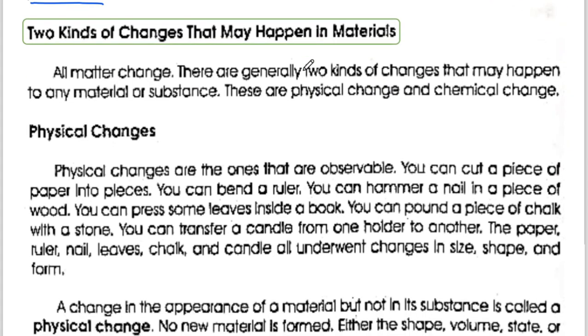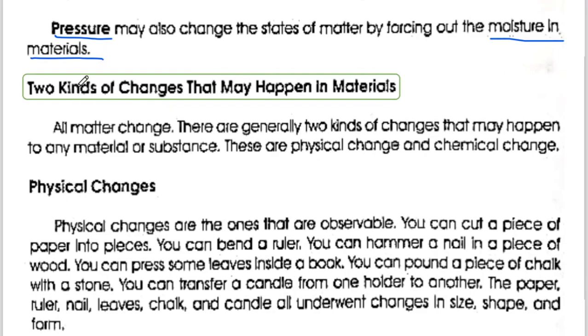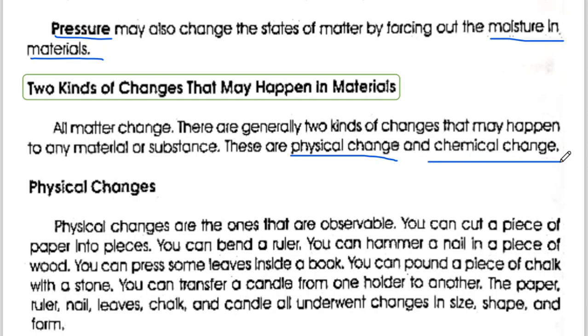Now, in this video, we will consider the two kinds of changes that may happen in materials. Since all matter change, there are generally two kinds of changes that may happen to any material or substance. These are physical change and chemical change. Again, two kinds of changes that may happen in materials: physical change and chemical change.